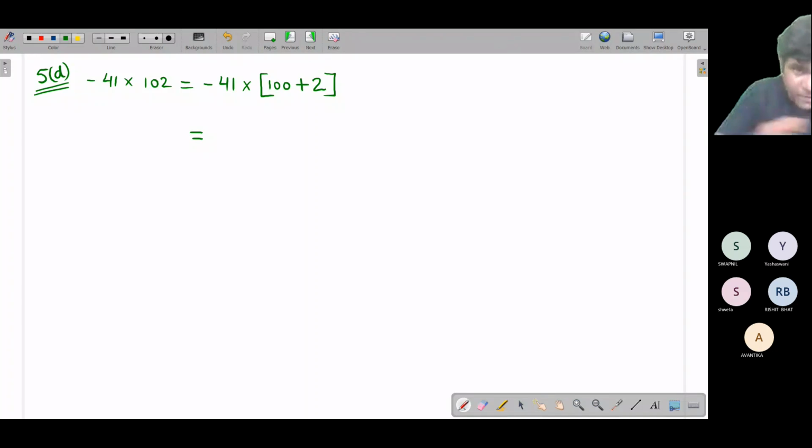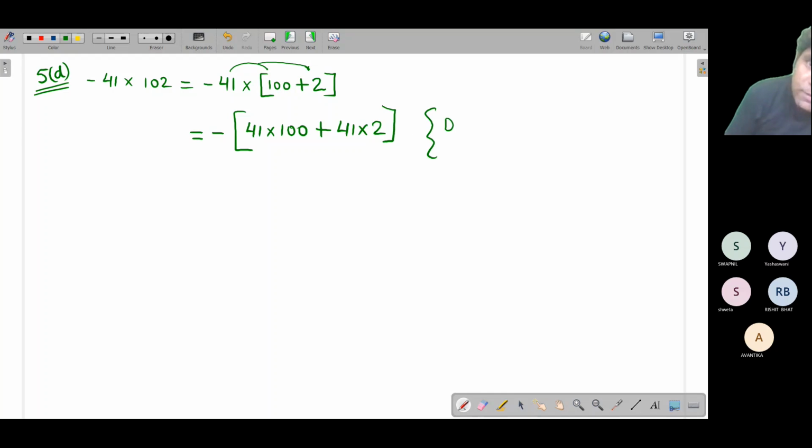We break bigger numbers into additions and then use the distributive property. So the minus 41, take this minus sign outside and make a common bracket. This 41 is multiplied with the 100, distributed in 100, and 41 is again distributed with this 2. And what do we use here? Sir, distributive property.